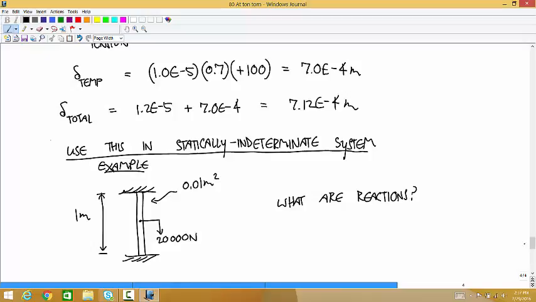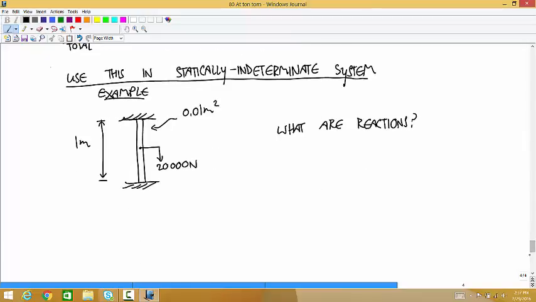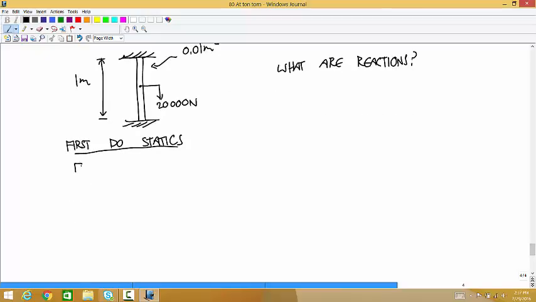Well, how do you know it's statically indeterminate? The first step is always to go through the statics and see what you have. Maybe it looks statically indeterminate, but you can solve it. And we're going to need those equations anyways. So, first do the statics. A free body diagram of this bar.